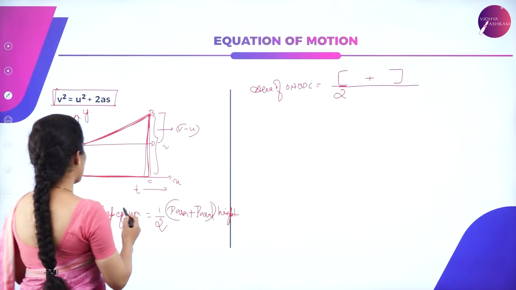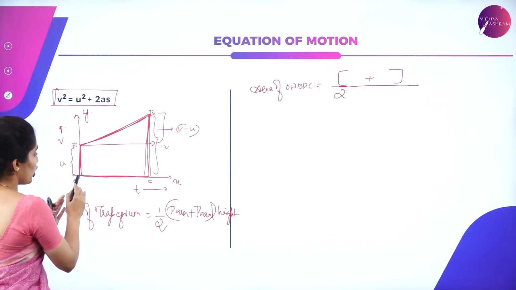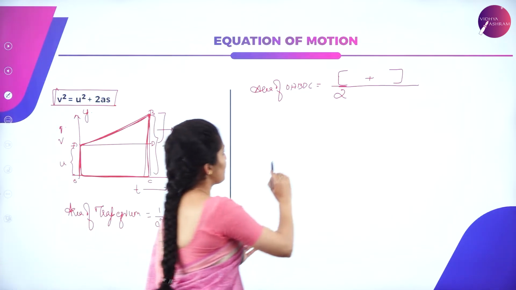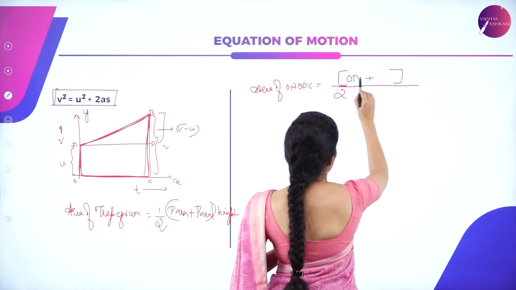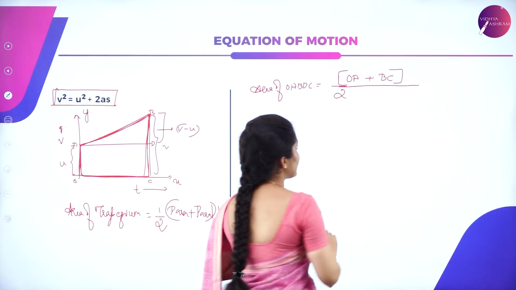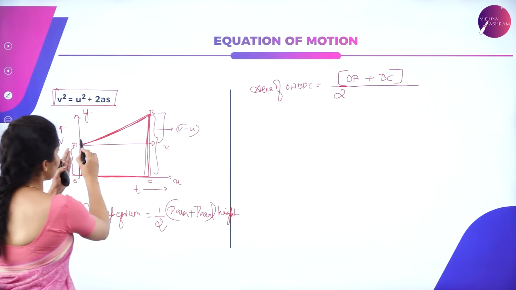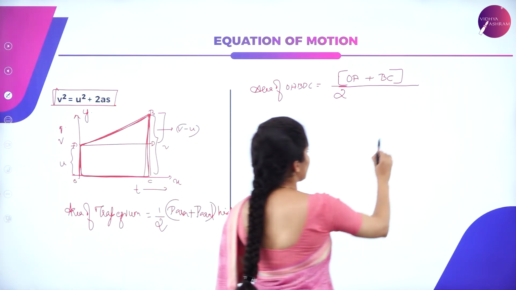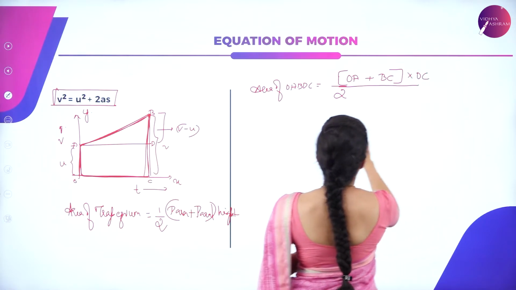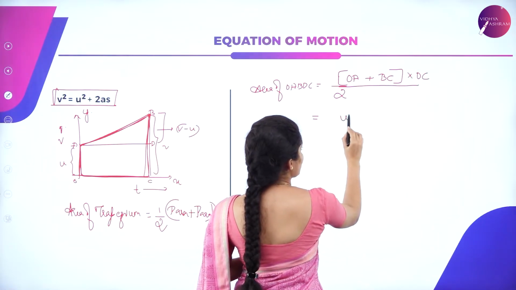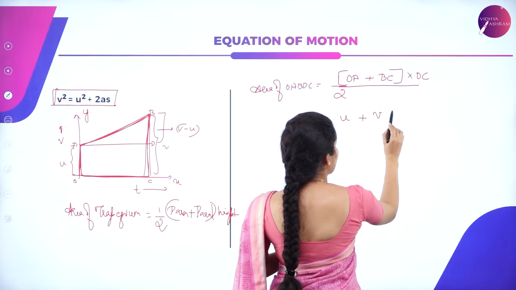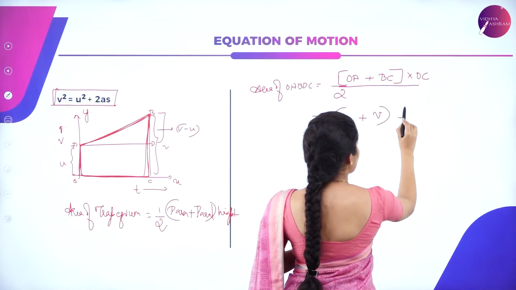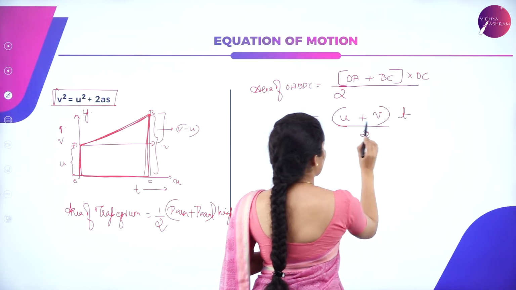So which are those parallel sides? We consider it as OA and BC. So OA and BC are the parallel sides into the height. If these two are the parallel sides, the height goes with OC. So how can you equate? OA means U, BC means it is V, into the height OC means it is T, divided by 2.